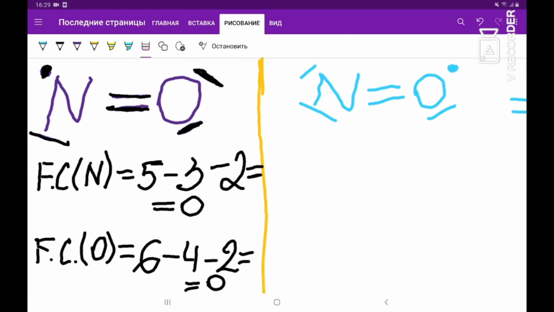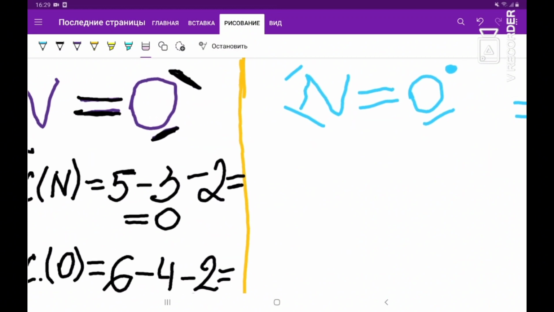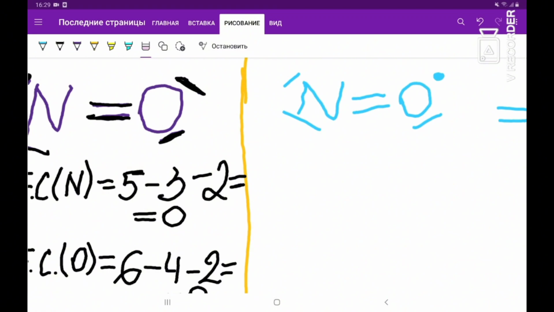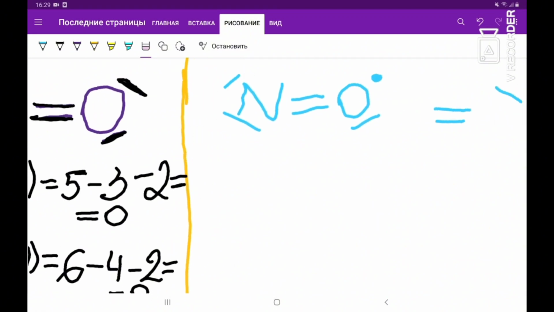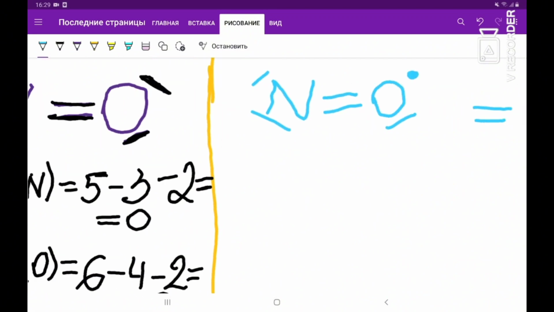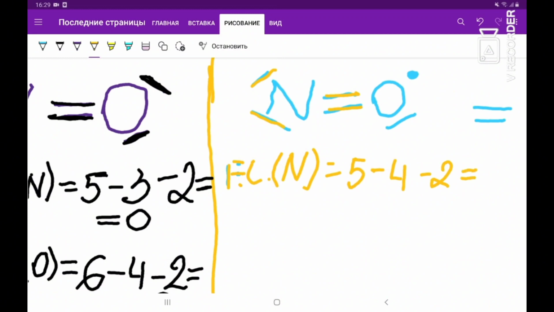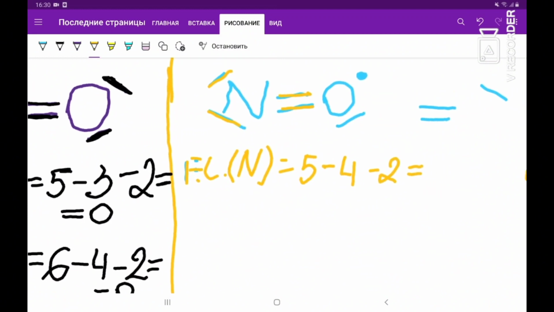Let's now move to the second molecule. Here, the formal charge for nitrogen will be, so we take 5, the number of valence electrons, minus the number of free electrons, in this case 2 pairs, so it's 4 electrons, minus the number of bonds, 2. And we see here it appears to be -1.